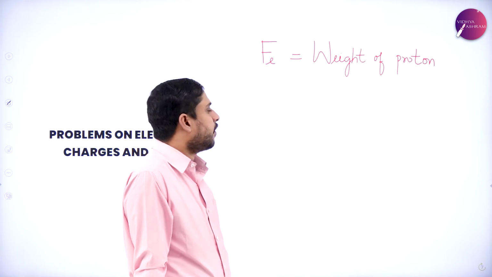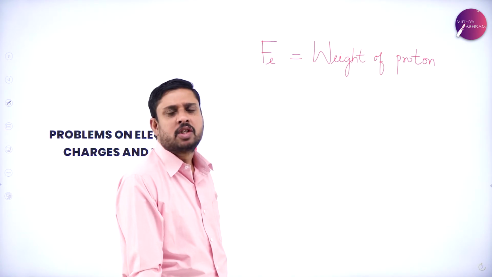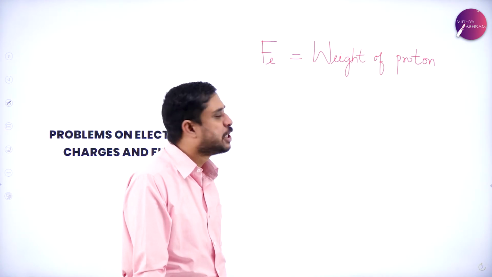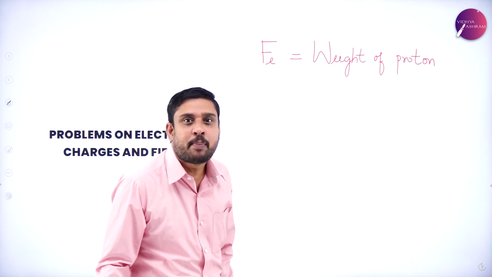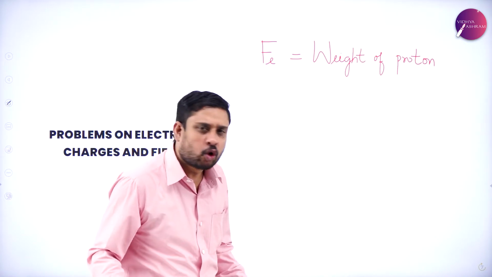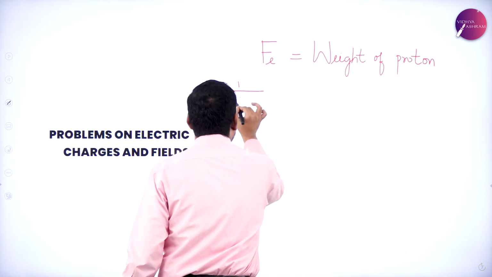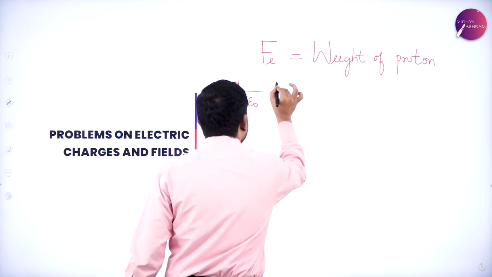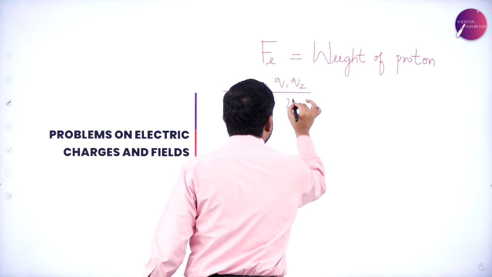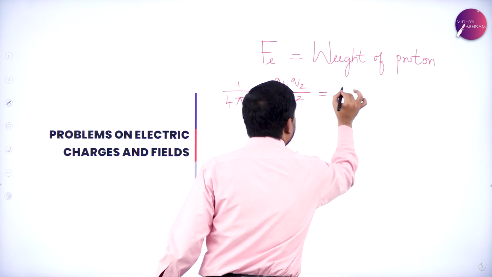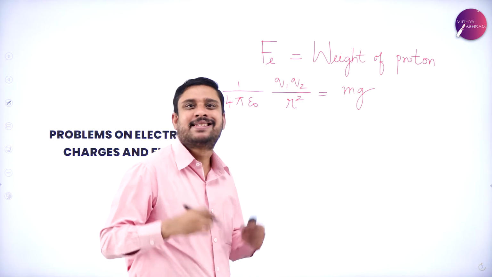Electrostatic repulsive force is equal to weight of each proton. What is the electrostatic repulsive force? Coulomb's law. Good. 1 by 4 pi epsilon naught Q1 Q2 by R square. Weight is nothing but m into g, mass into gravity.